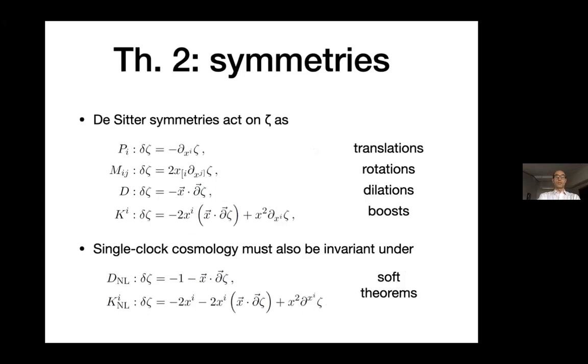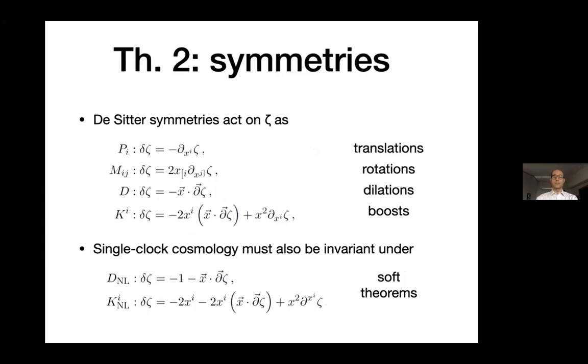So let's list all the symmetries that we have. We have all the isometries of the de Sitter space: translations, rotations, dilations, and boosts. Now, all of them are linearly realized. And on top, we have these two non-linearly realized ones, which, as we just discussed in theorem 1, define what we mean by the correlators of zeta.